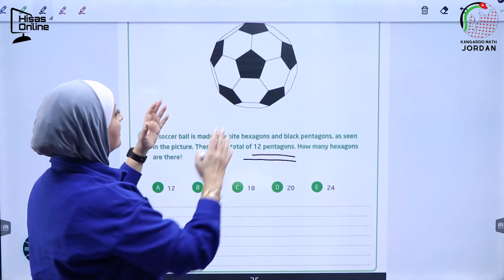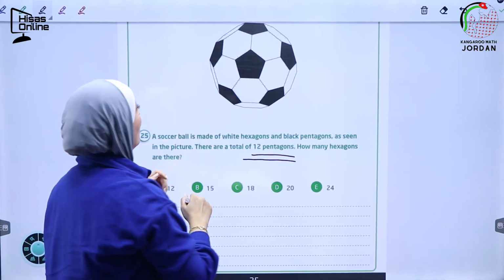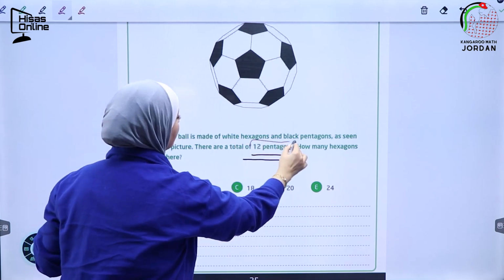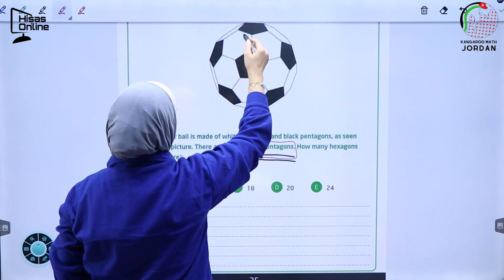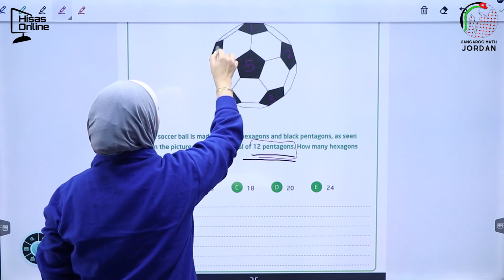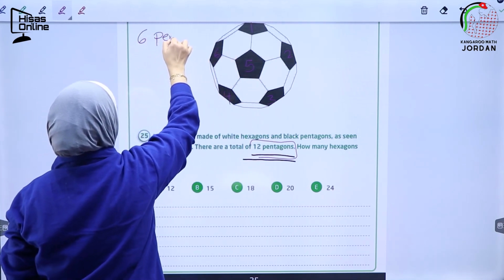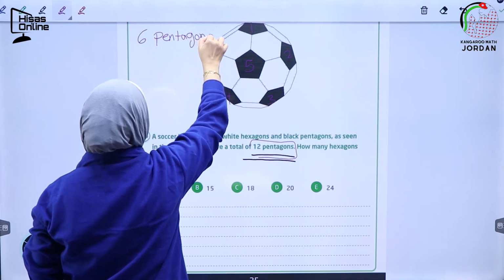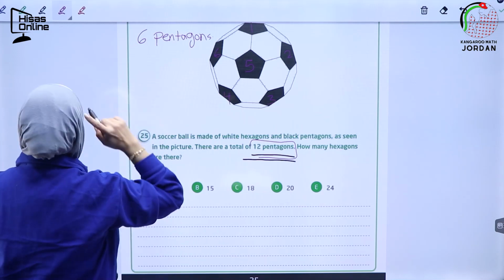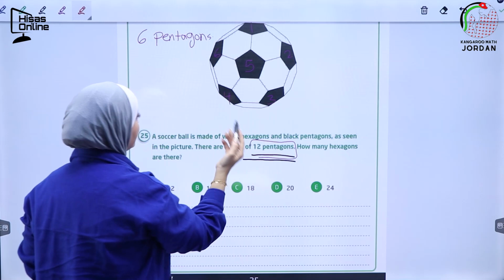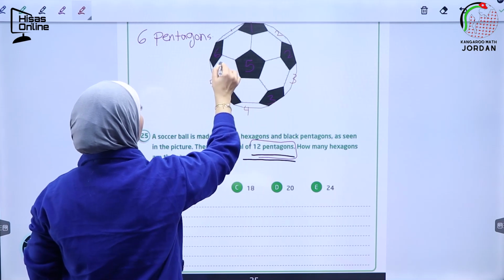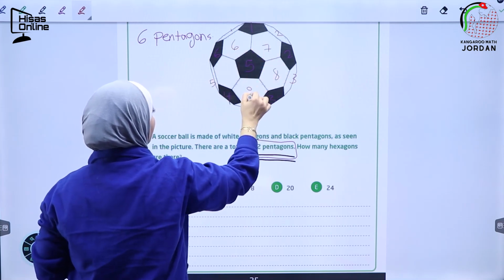You can see that this picture shows me half of the ball, right? Let's count how many hexagons and how many pentagons there are. Let's count the black pentagons first: 1, 2, 3, 4, 5, 6. So 6 pentagons are shown in this face. They said it's 12 pentagons, I will keep this in mind. Then I will count the hexagons that I can see: 1, 2, 3, 4, 5, 6, 7, 8, 9, and 10.